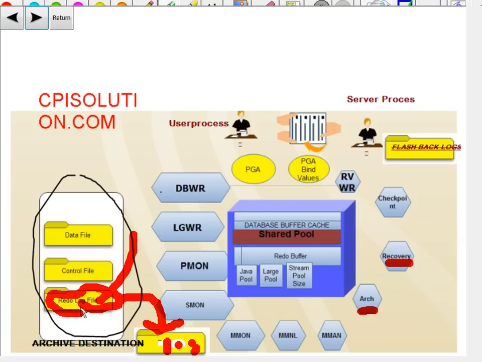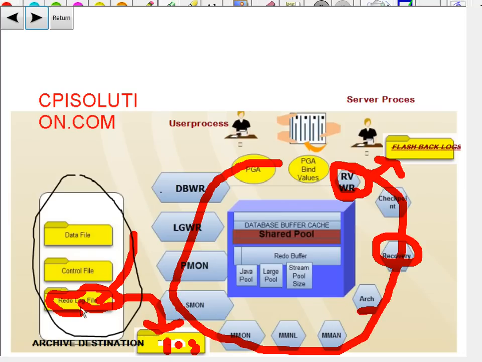Next important process is recovery. This is used in distributed databases. RVWR is responsible for generating flashback logs. So now you understood all the important background processes in the Oracle database.